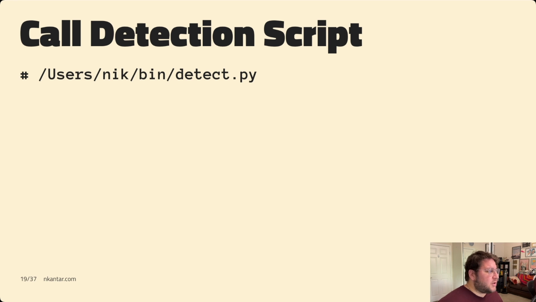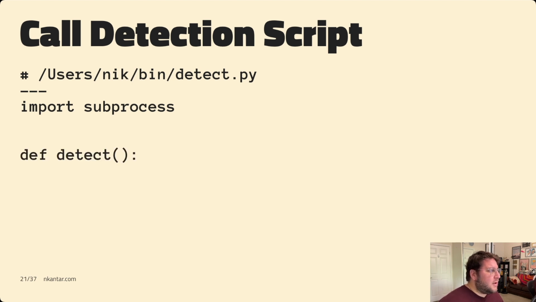The call detection script should live on your machine. I have mine on this path. You can keep it somewhere else. If you have a repository to keep all the changes of the customized code, it's fine, wherever you'd like to keep it. It uses one module from the standard library, subprocess, and has only one function, detect.